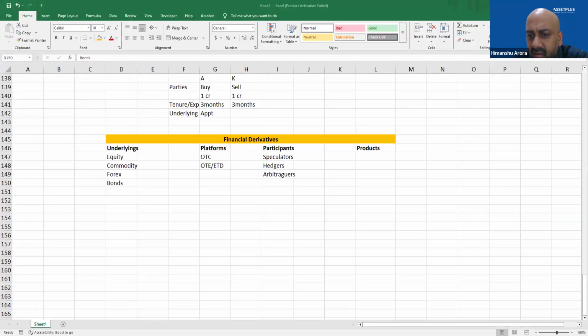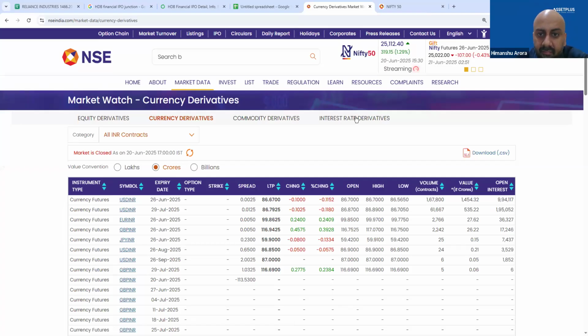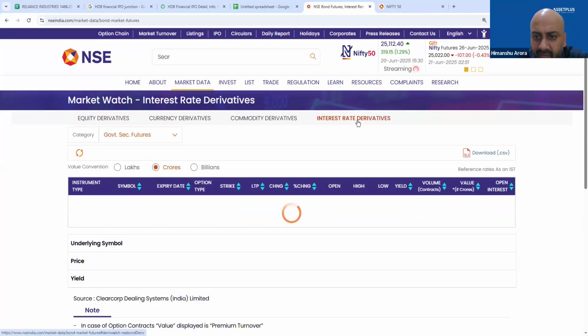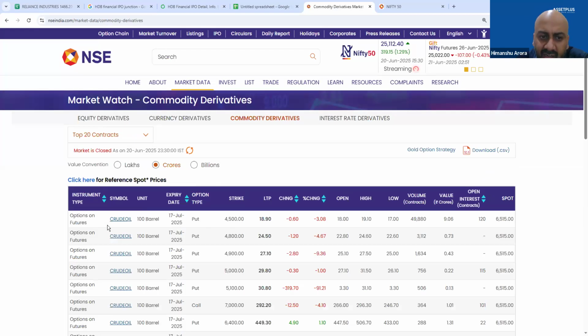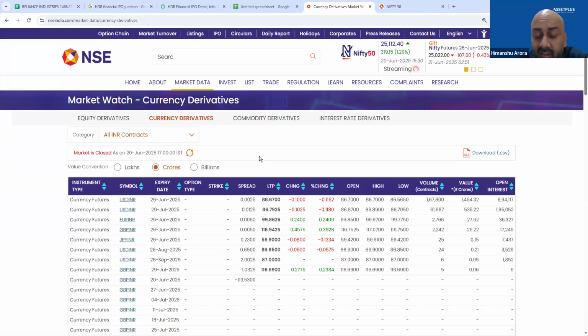Where do you see the expiry date? Expiry date of the contract or expiry date of the underlying asset? Because in interest rate, we have two kinds of expiries. The contract's expiry date is 26th of June 2025, and the expiry date of the underlying asset is 2034. Venkat, clear? But in the commodity market there is an expiry of only the derivative contract, 17th of July, then somewhere in August and so on. Currency also has a derivative contract with an expiry date of only the derivative contract, not the underlying asset.